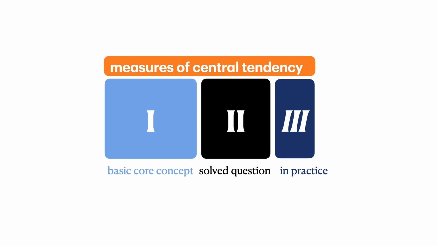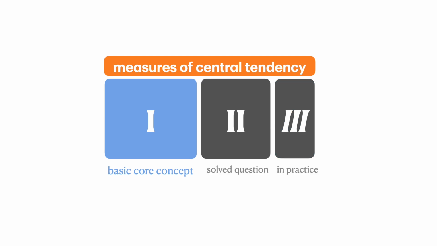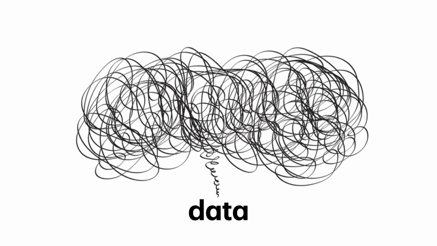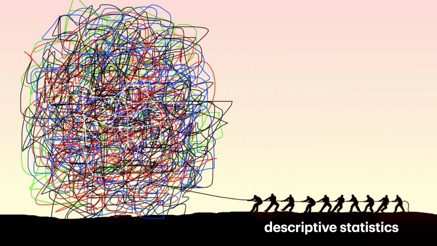Now, just a heads up, because this topic is super basic, there are going to be no solved questions for this session. Jumping into the basic core concept of measures of central tendency, it's important to note that data is very chaotic and very messy. The branch of mathematics that tries to make sense of this madness is known as descriptive statistics.